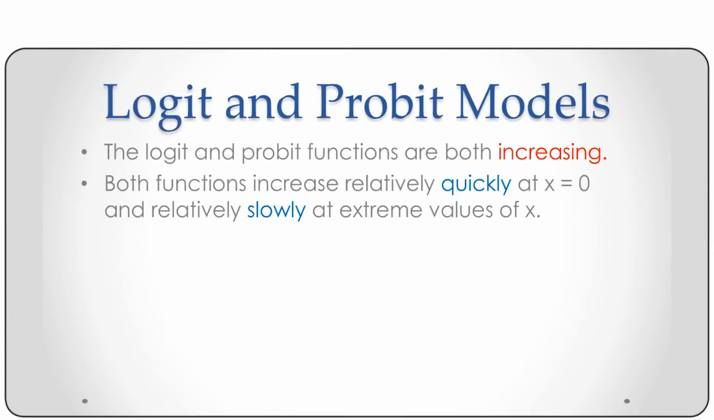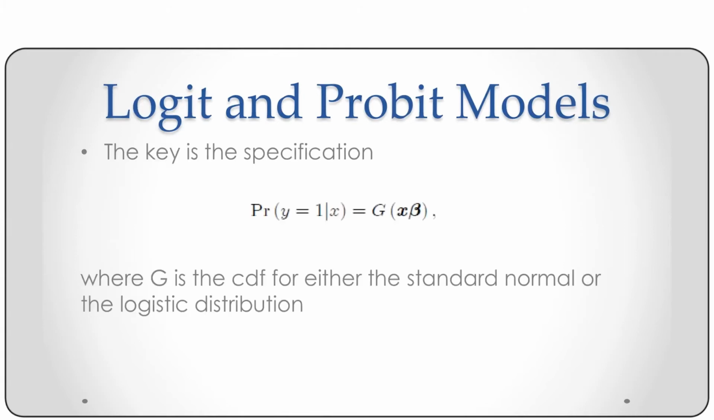So again, the similarities of the Logit and Probit models. The Logit and Probit functions are both increasing. Both functions increase relatively quickly in the central portion and relatively slowly at the extremities, and both functions lie between 0 and 1. So the key to the specification of lying between 0 and 1 comes from the fact that we have constrained the probability to be equal to a CDF, which will necessarily lie between 0 and 1.